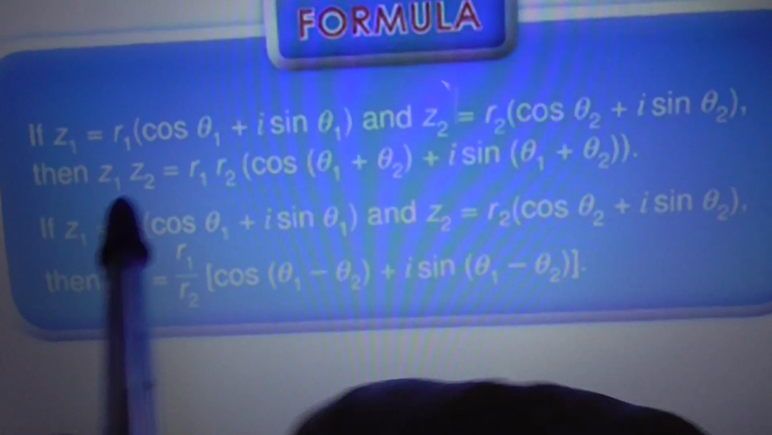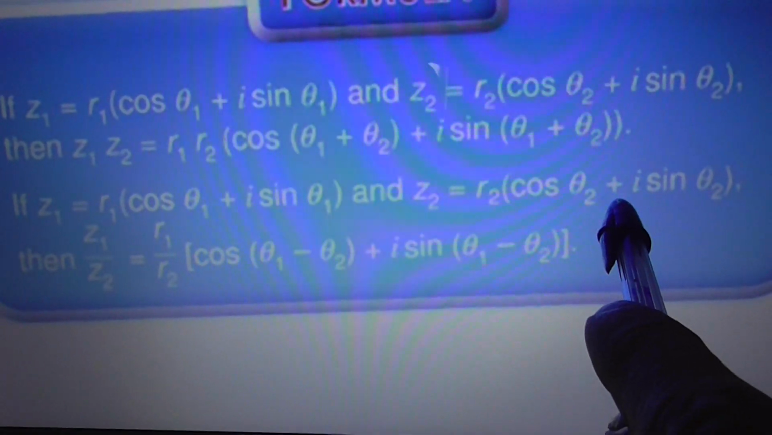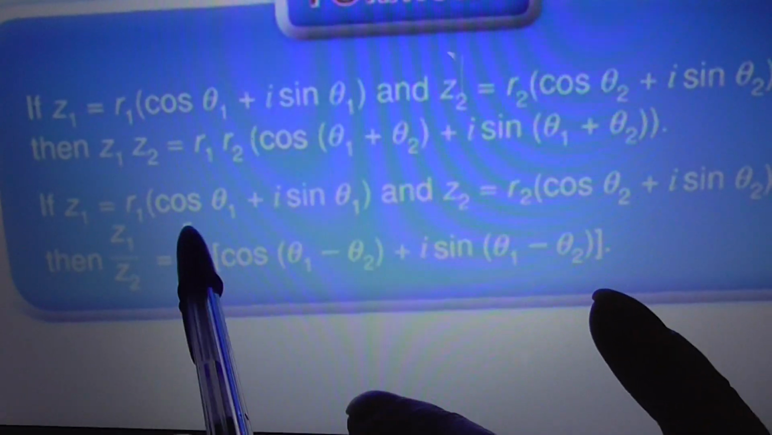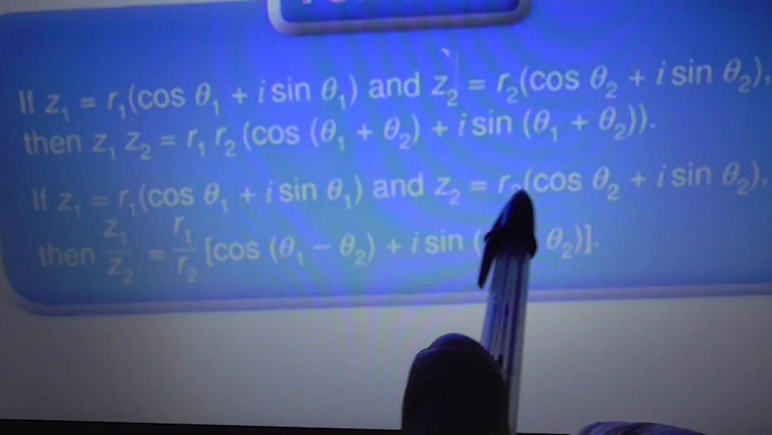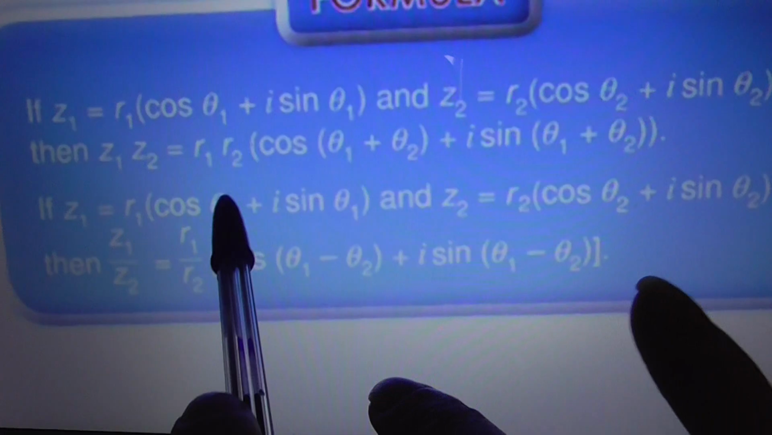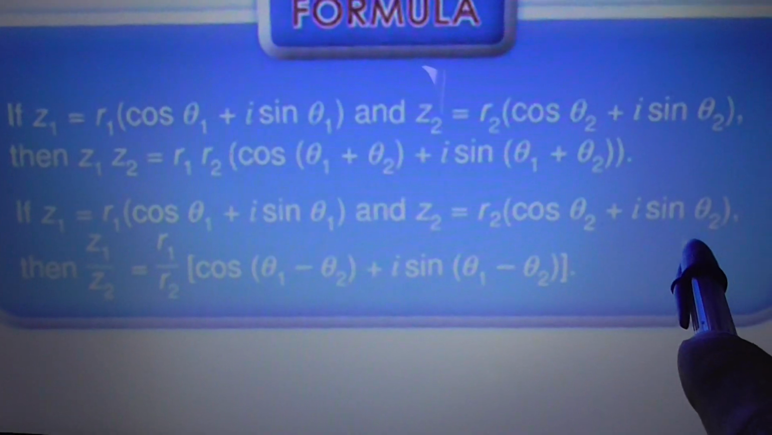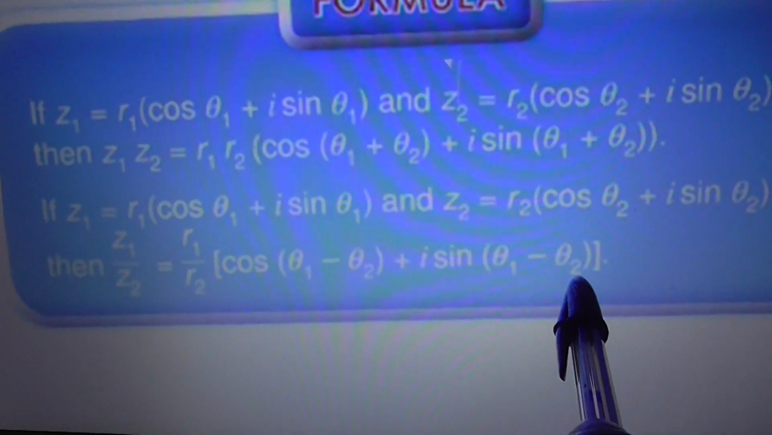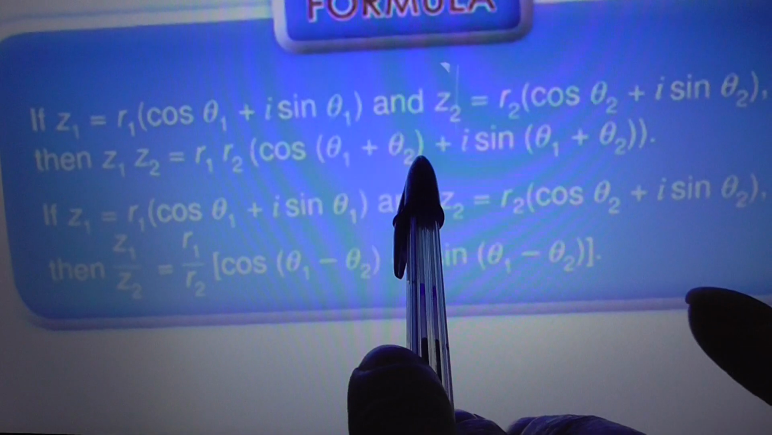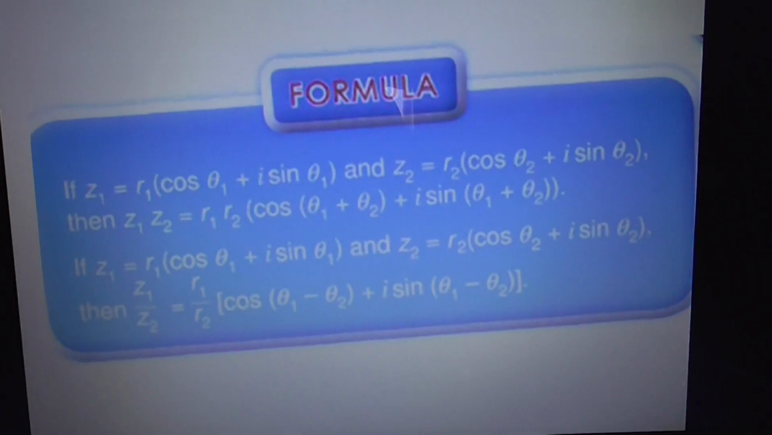For division, if Z1 is equal to this complex number in polar form and Z2 is equal to that complex number in polar form, and we want to divide Z1 by Z2, you divide the two moduli, so it's R1 divided by R2, in a bracket, and then you subtract the angles: the cos of theta 1 take away theta 2 plus i sin of theta 1 take away theta 2. Okay, so that's the rule for division. So when it's multiplication, you multiply the two R's and you add the angles. And for division, you divide the two R's and you subtract the angles. So those are the rules.